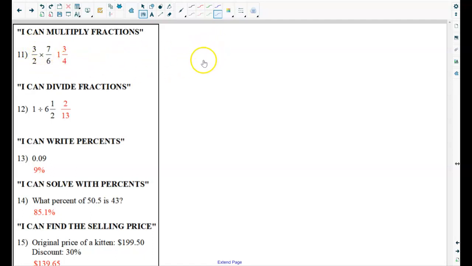3 times 7 is 21. 2 times 6 is 12. So we're basically done, but it all depends. You guys are lucky, right? It's multiple choice. So you guys can pick whatever. If it doesn't match, you keep going.